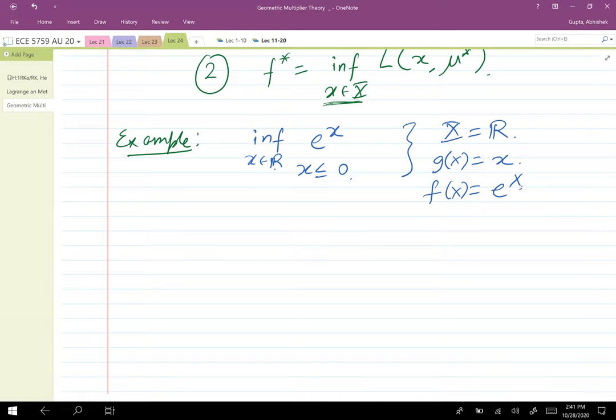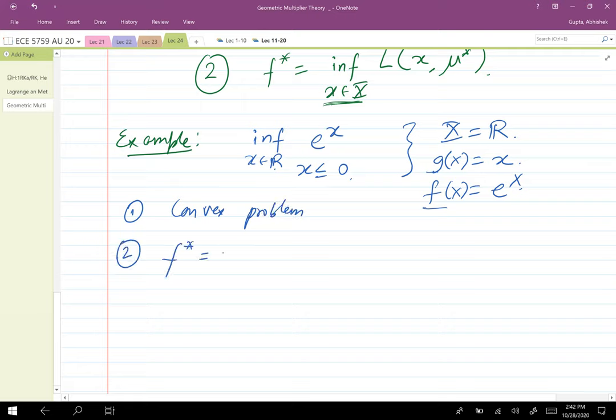Is this a convex problem? What do you think? Is this a convex problem? Yes, no, can't say. Because of the exponential function, would we say that it is convex? Right, so it's convex because f is convex and g is convex. Okay, so it's a convex problem. So the first conclusion is it's a convex problem.